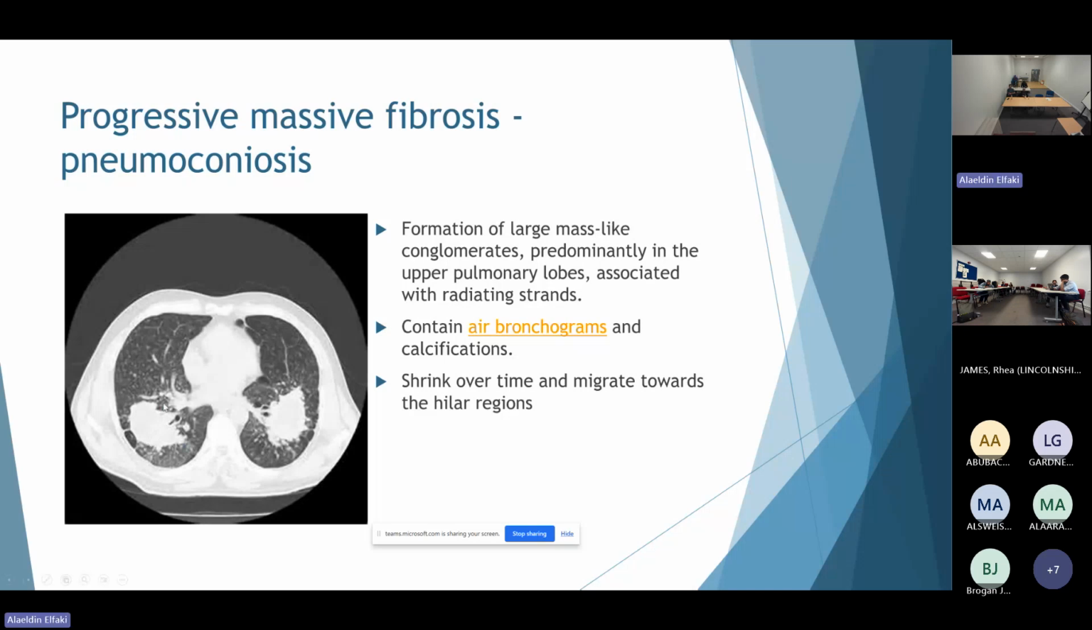So it usually presents with mass-like opacifications in the lungs, with strands of fibrous bands radiating out, likely related to the dense fibrosis. Sometimes this might shrink with time if the patient stops exposure to coal dust.